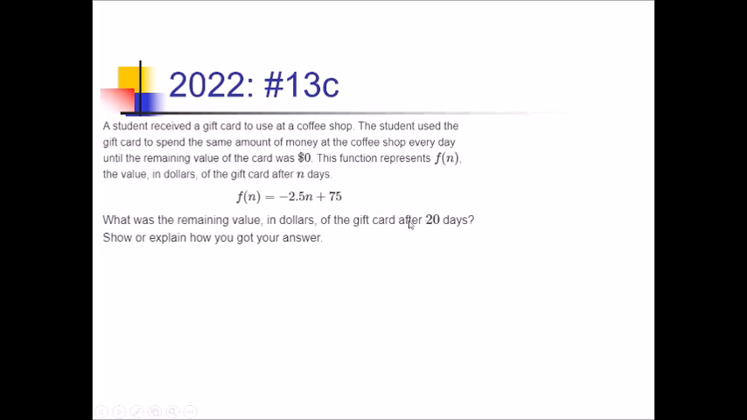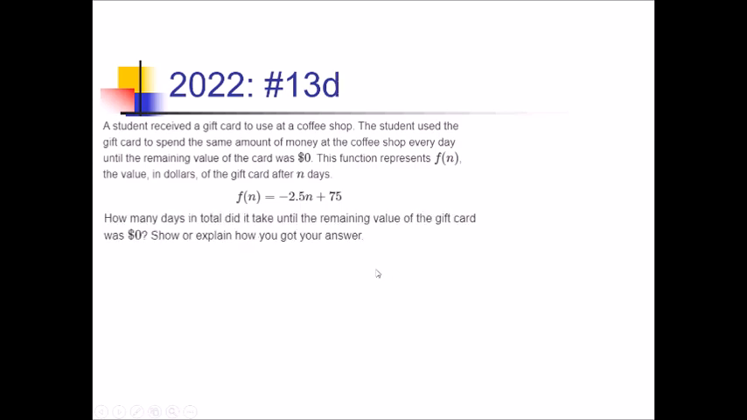For part C of this problem, we want to know the value after 20 days on this gift card. So for this, we just need to do f of 20 because the function already tells us how much is left on there. So this is negative 2.5 times 20 plus 75. And we do have to do this one without a calculator. So negative 2 times 20 would be negative 40. Half of that would be another 10 off, so negative 50 overall there, plus 75. And then that's going to add up to $25.